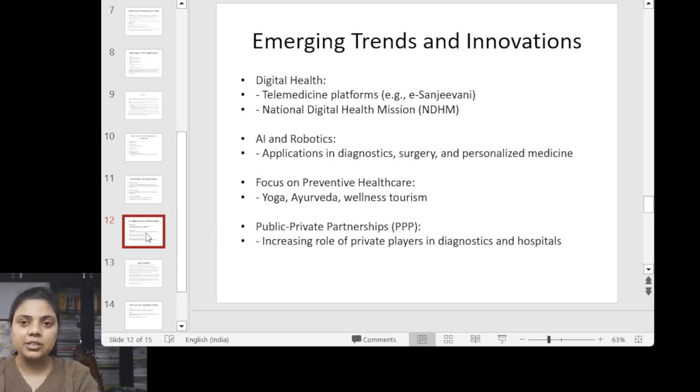We can take the help of digital health and AI. We can take the help of telemedicine platforms like Sanjeevani. We can take the help of AI and robots, like how robots are being used in surgery and all. We can focus on preventive healthcare like yoga, Ayurveda, and wellness tourism.